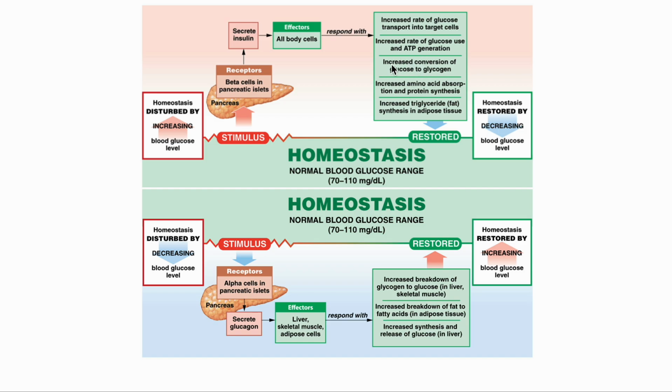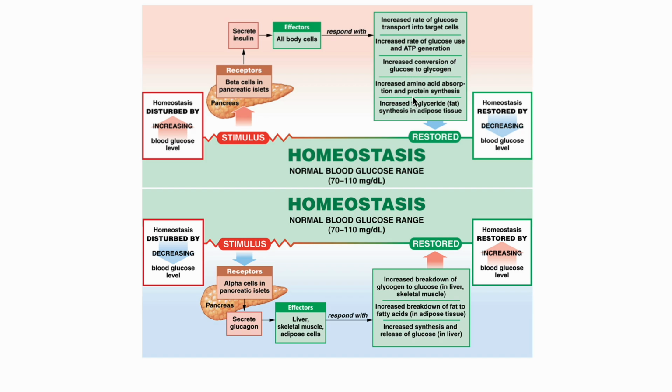Very importantly, we will increase the conversion of glucose to glycogen. And this is something that the liver does for us. By taking all of the glucose and converting it to glycogen, it's a very effective way of lowering blood glucose levels.